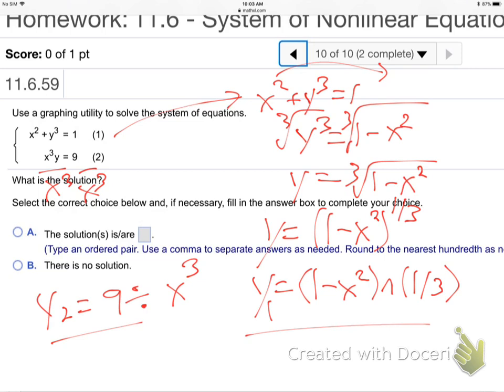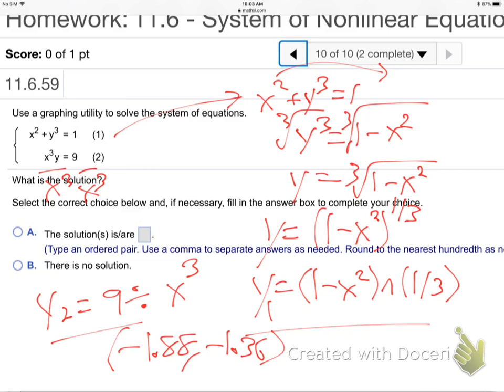I got it. I got negative 1.88, comma negative 1.36. Did you guys get that?